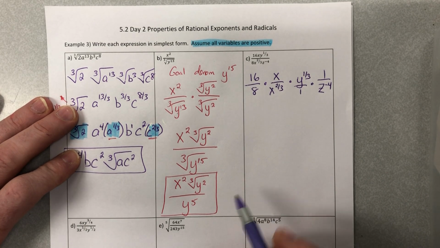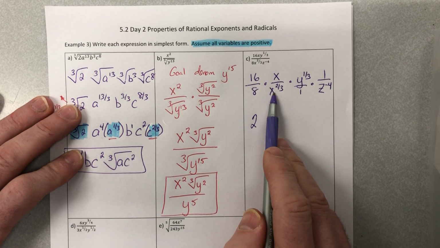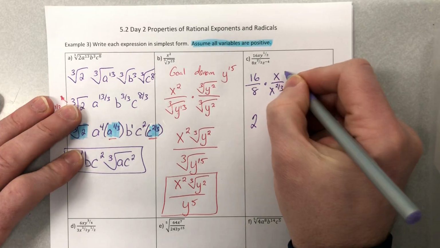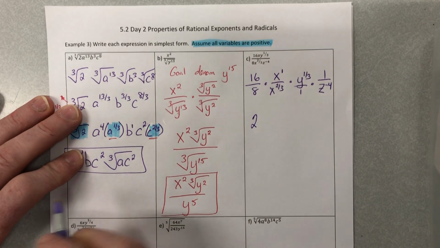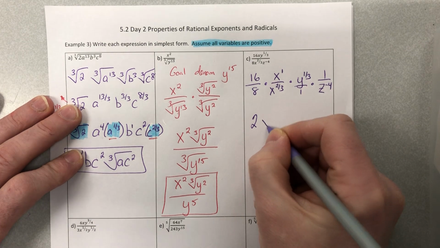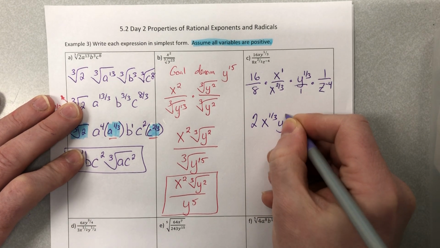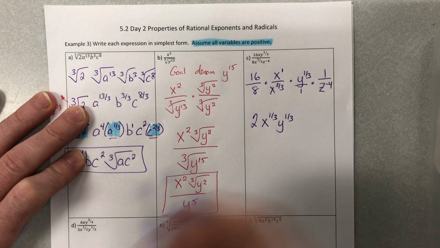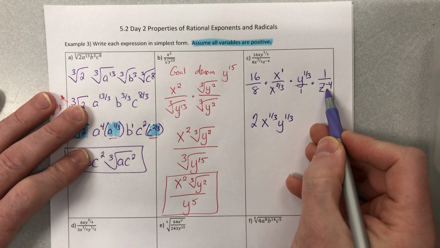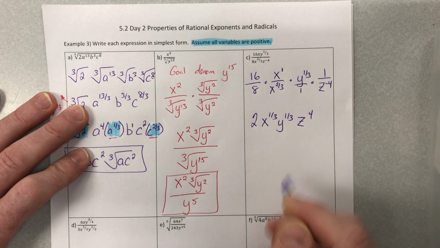Well, what's 16 over 8? That would be 2. If we have x over x to the 2/3, the bigger exponent is in the numerator, it's a 1. We'd bring it up. 1 minus 2/3 would be 1/3. We can't do anything to the y to the 1/3. And then how would we make this -4 in the denominator positive? We'd bring it up to the top, and we'd have z to the 4th.